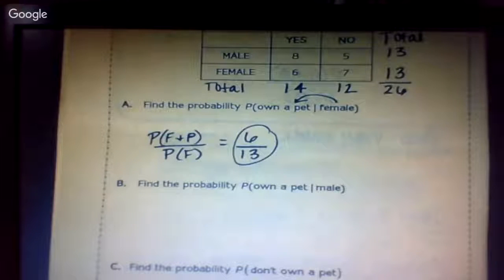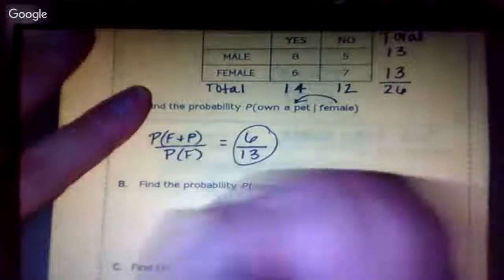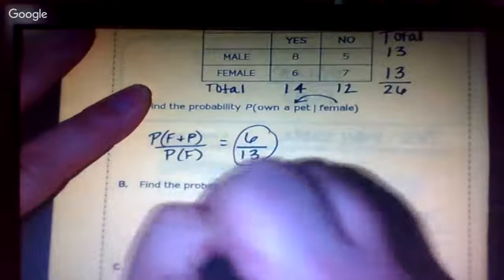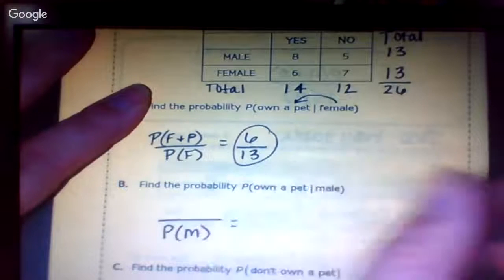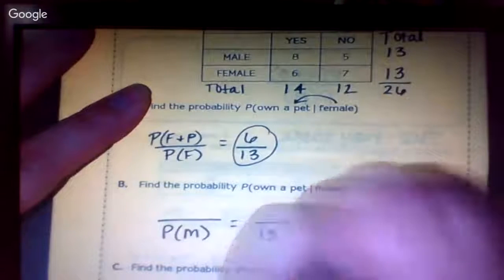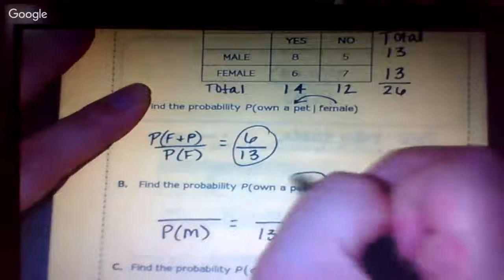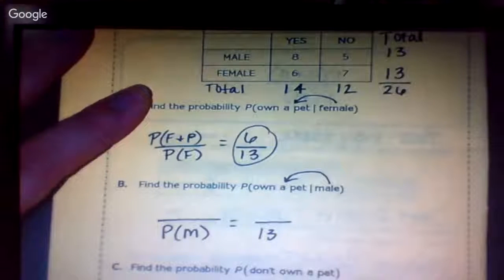Take a look at B. What's my first condition in B? You're a male. Guys, stop with the individual conversations. Focus. My first condition in B is that I'm a male. How many males do I have? 13. And again, of those males, how many own a pet? 8.